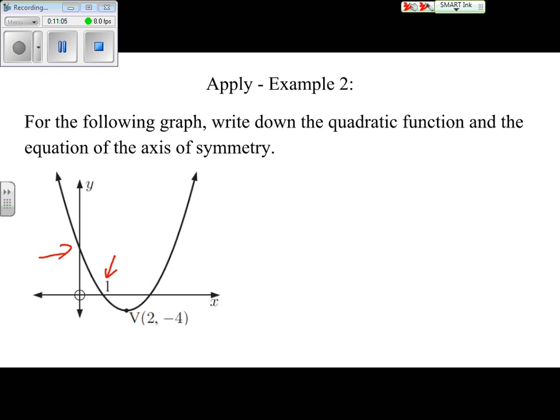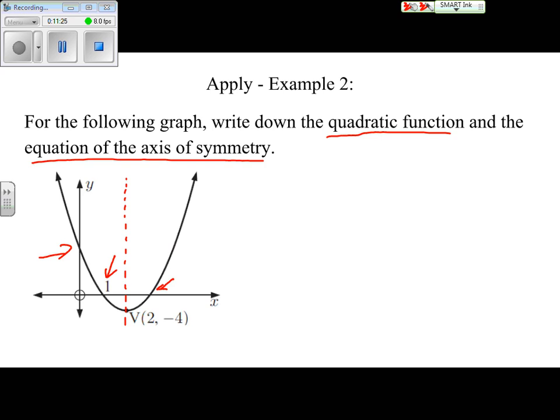They don't tell me what the y-intercept is, and there's no scale to figure it out. And there's no other x value given. It looks like it's about 3, but they don't tell me that. So the instructions say, for the following graph, write down the quadratic function, and again, the equation of the axis of symmetry. Also, once again, I'm going to work backwards. I know where the equation of the axis of symmetry should be. It should go right through the vertex.